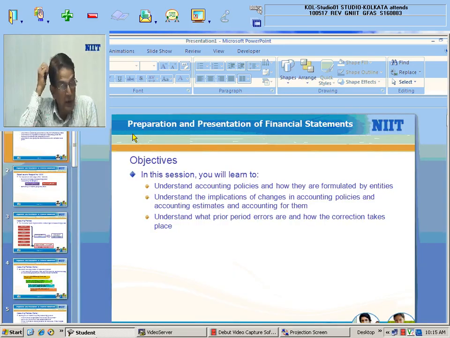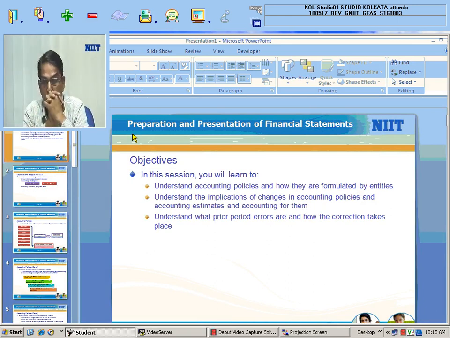Because I am moving to another important accounting standard relating to accounting policies and how they are formulated by entities, the implications of changes in accounting policies and accounting estimates and how these are accounted for. And we'll talk about prior period errors and how the prior period errors are corrected. So three things we'll be discussing here. One is regarding accounting policies, how they are formulated and applied by entities. The implications of changes in accounting policies, accounting estimates, and how these are accounted. And what are the prior period errors and how the corrections of prior period errors can be effected. So these are the points we are going to discuss in the current session.